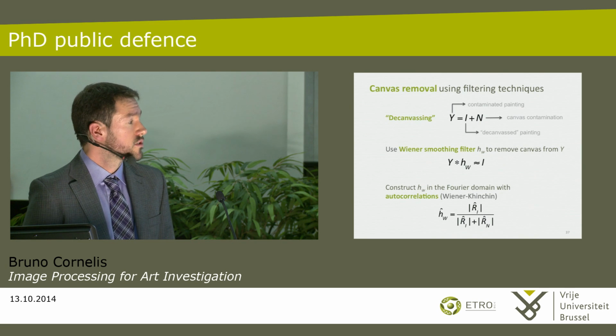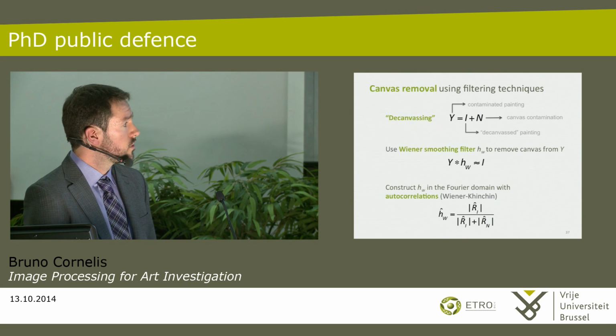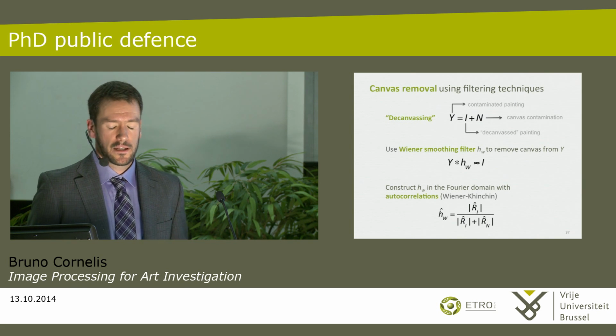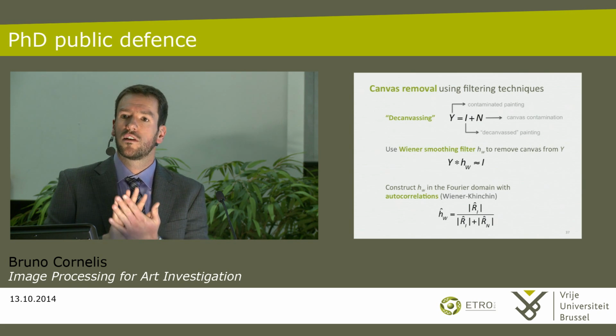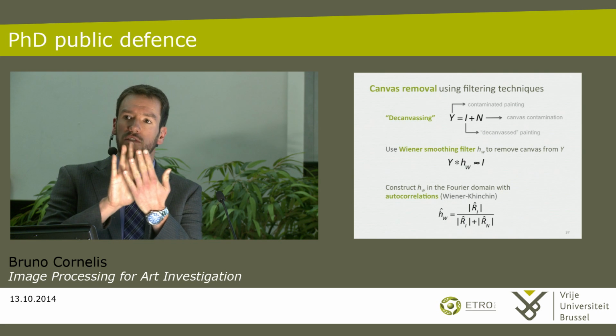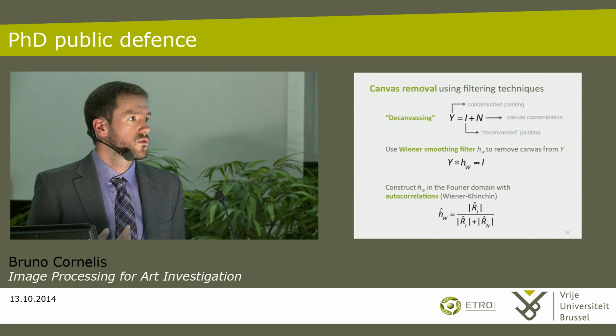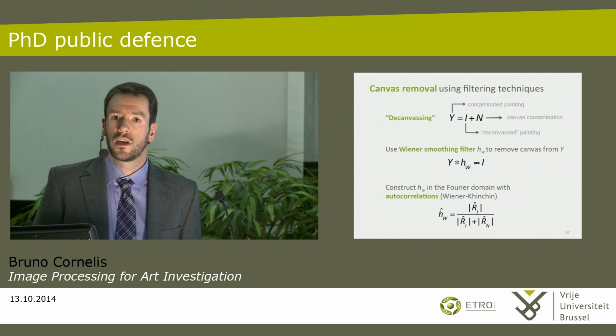And how is this filter constructed? Usually it's constructed by using autocorrelations. And autocorrelations can be seen as something that describes the similarity of the image, but at different spatial offsets. So it's a mathematical tool to detect periodic structure within a painting, within a signal.